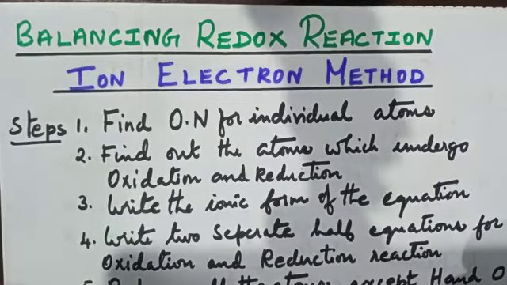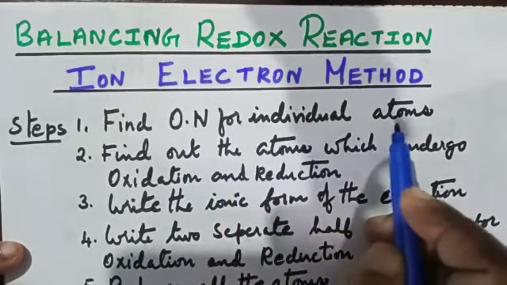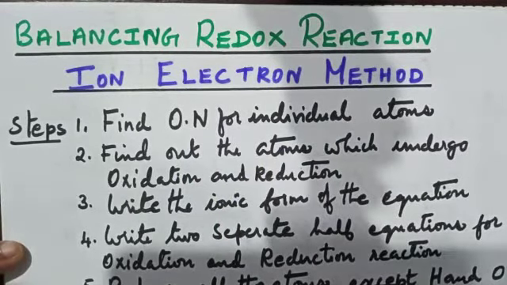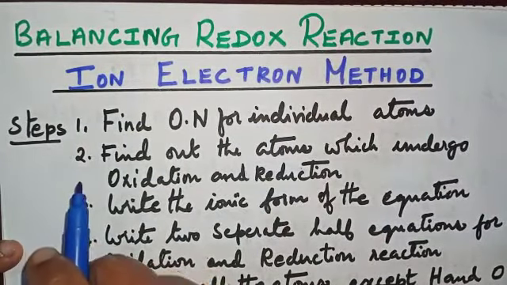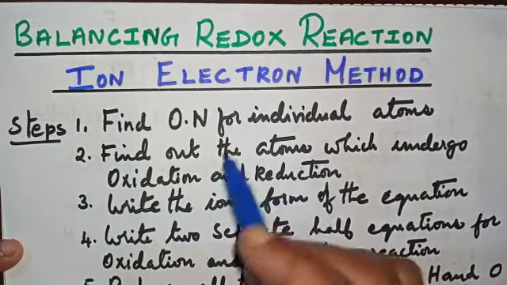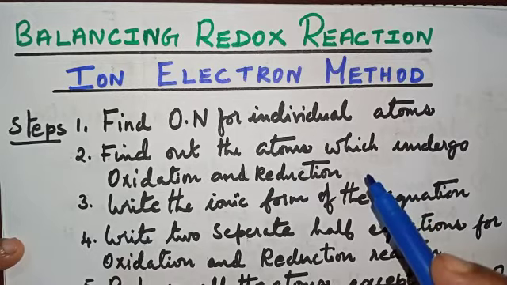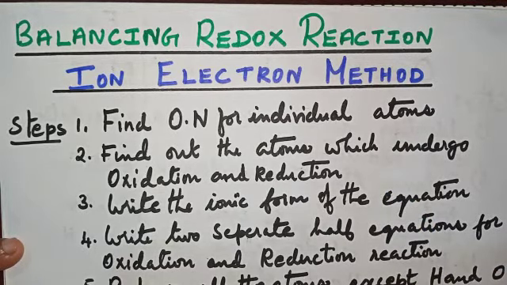The first step in this ion electron method is to find the oxidation number for individual atoms. Second, find out the atoms which undergo oxidation and reduction. These two steps are similar to the steps in the oxidation number method. First, we find the oxidation number for all the individual atoms present in the compounds, that is, the reactants and the products. Second, in these reactants and products, we find which atoms undergo oxidation and reduction. That is your second step.